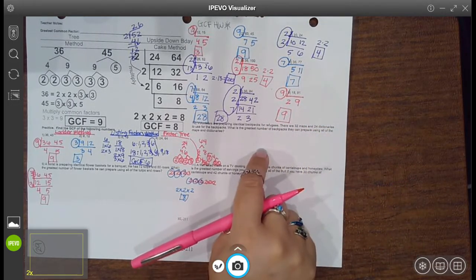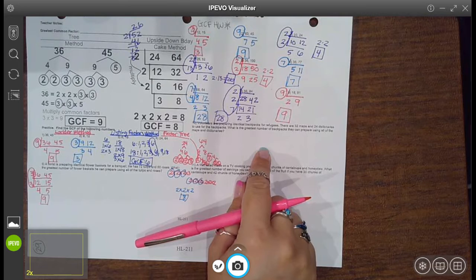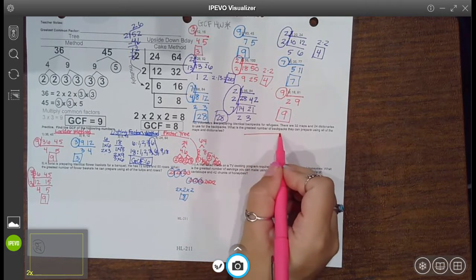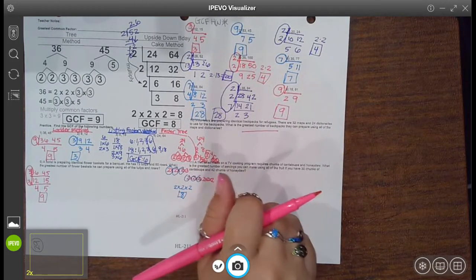Okay. Let's do a word problem because you're like, what was the point of this? This is where GCF would actually come up in real life. It says volunteers are preparing identical backpacks for refugees. There are 32 maps and 24 dictionaries to use for the backpacks. What is the greatest number of backpacks they can prepare using all of the maps and dictionaries?